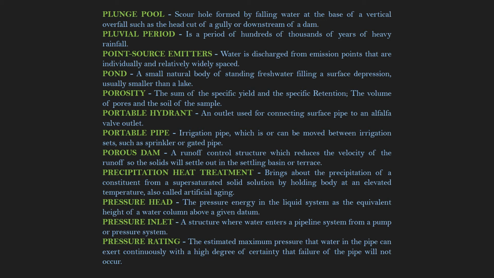Precipitation heat treatment. Brings about the precipitation of a constituent from a supersaturated solid solution by holding body at an elevated temperature. Also called artificial aging. Pressure head. The pressure energy in the liquid system is the equivalent height of a water column above a given datum. Pressure inlet. A structure where water enters a pipeline system from a pump or pressure system. Pressure rating. The estimated maximum pressure that water in the pipe can exert continuously with a high degree of certainty that failure of the pipe will not occur.